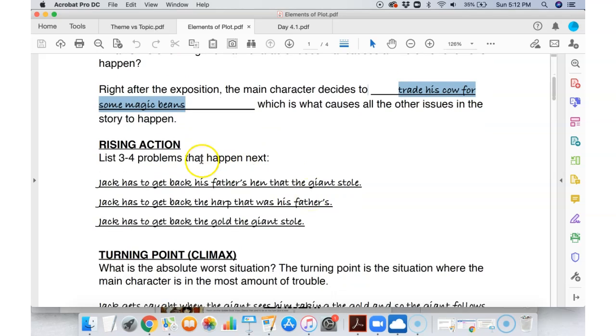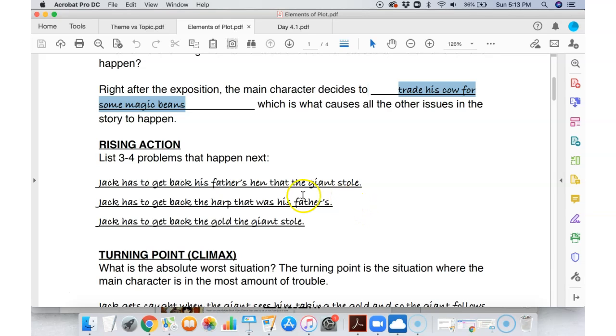Okay, so in the rising action, now we just need to list 3 or 4 problems that happen next. And we've got 3 blanks here. We're going to stick with 3. So what are some problems that happen next? I'm going to try to figure out the biggest 3 problems. I'm not going to list every single problem that happens. I'm not going to list every single piece of internal conflict or external conflict. I'm just trying to pick the 3 biggest problems, okay?